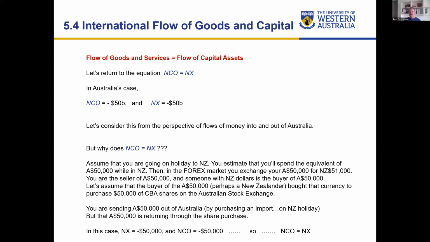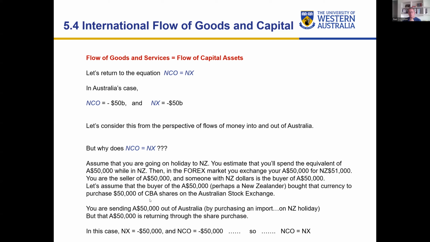What we're doing is seeing how you could spend money overseas on holiday, and in a sense that money kind of leaves the country. But as soon as it hits the Forex market to get exchanged for foreign currency, that money will just come straight back in when the foreigner who buys your Australian dollars spends that money in Australia, which is the only place they can spend it. So your $50,000 never really leaves the country. It just changes hands.